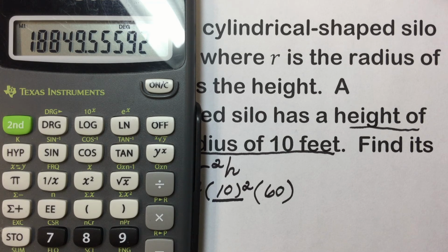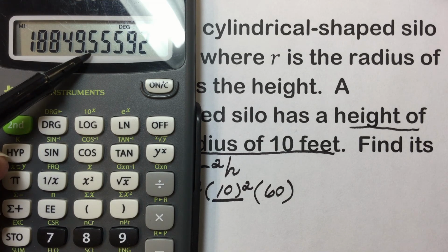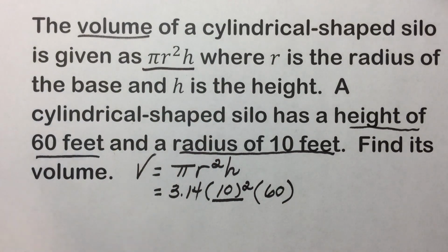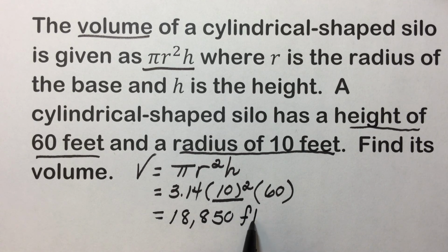18,849.5. If we round this to the nearest whole number, the 5 in the tenths is large enough to increase our 9 by 1, so we end up with 18,850. And as we mentioned earlier, it would be feet to the power of 3.